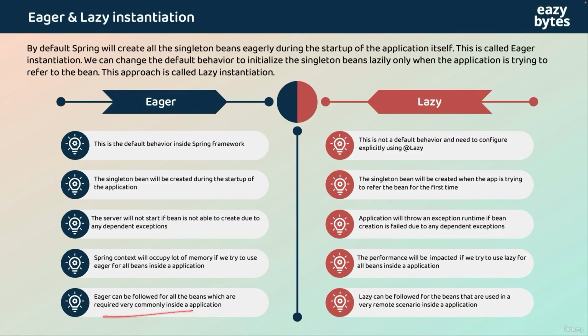And the last difference is eager initialization should be used for all the beans that are going to be required very commonly inside an application. Whereas the lazy approach can be followed for the beans that are used in a very remote scenario inside an application. I hope you're clear with the concept of eager and lazy initialization of the singleton beans. As I said, this concept is only applicable for the singleton scope.